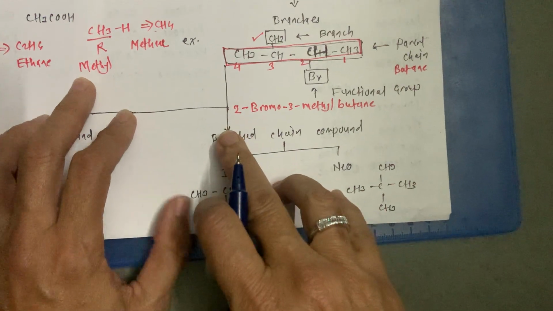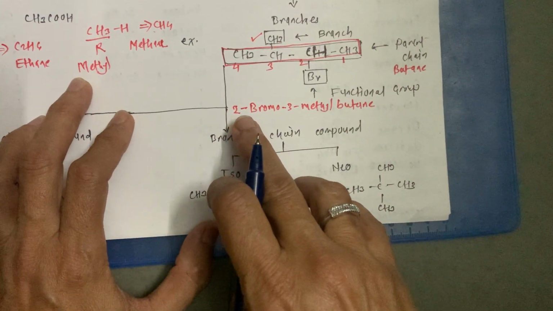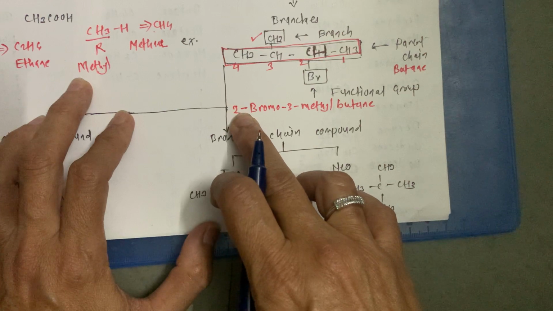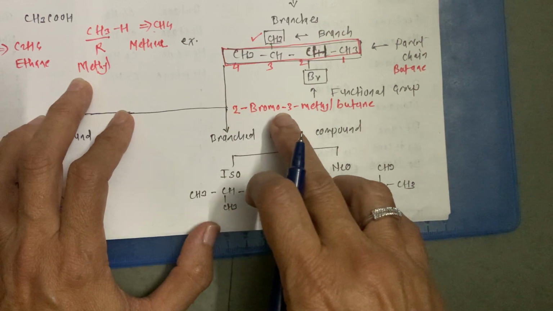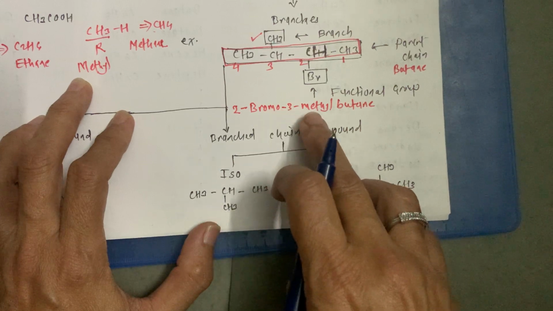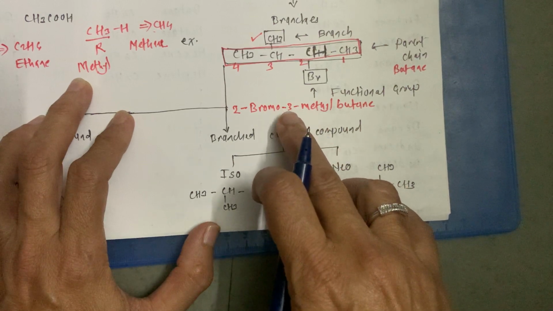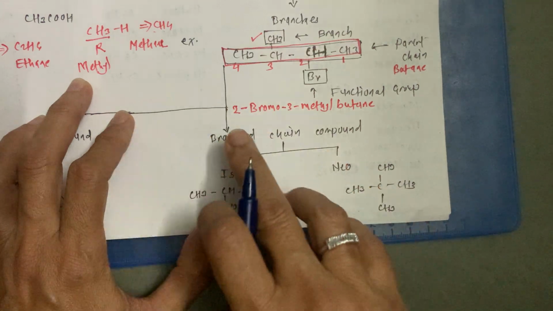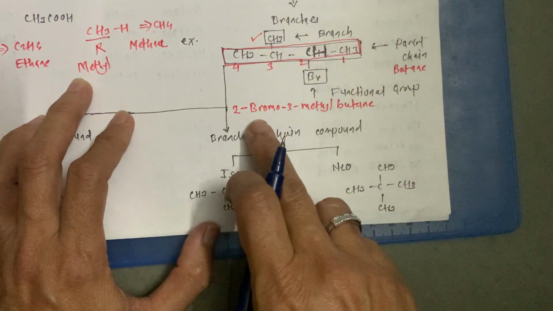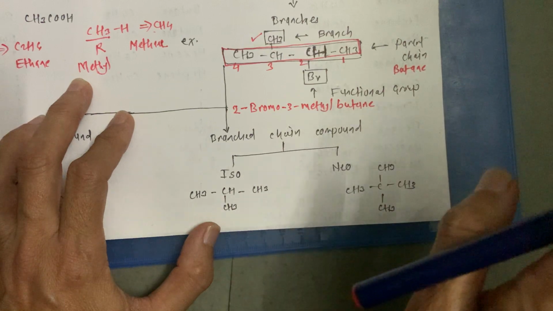And all remaining rules I think you remember. When there is a number and alphabet, you should write dash. Okay. So this is again alphabet and number. So here it is dash. Again here it is dash in between alphabet and number. So this is the name, IUPAC name of this compound is 2-bromo 3-methyl butane.